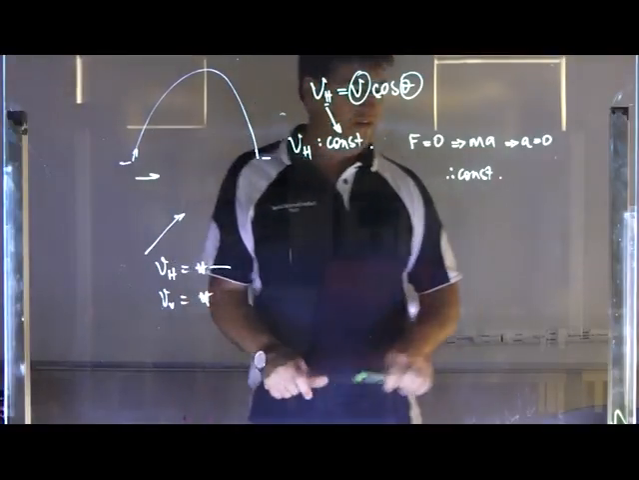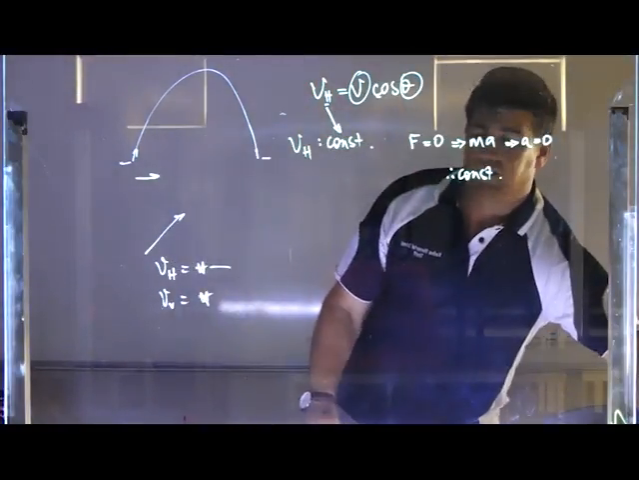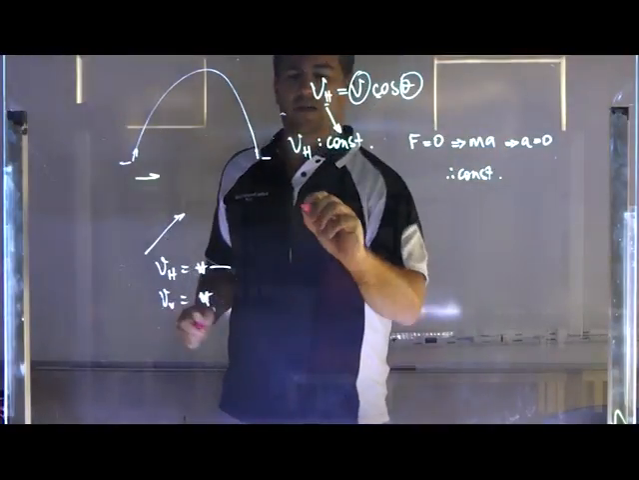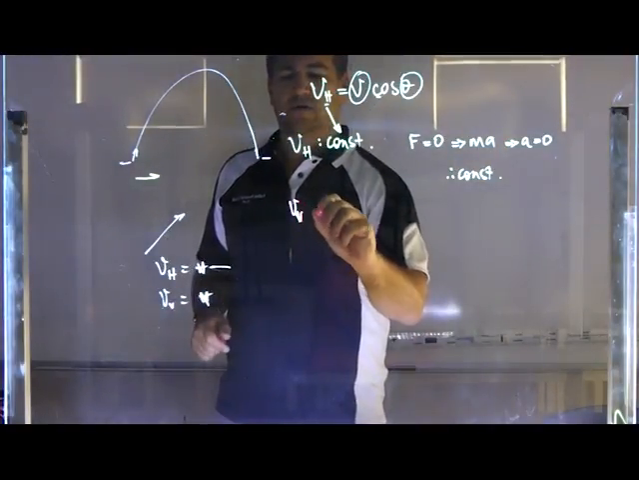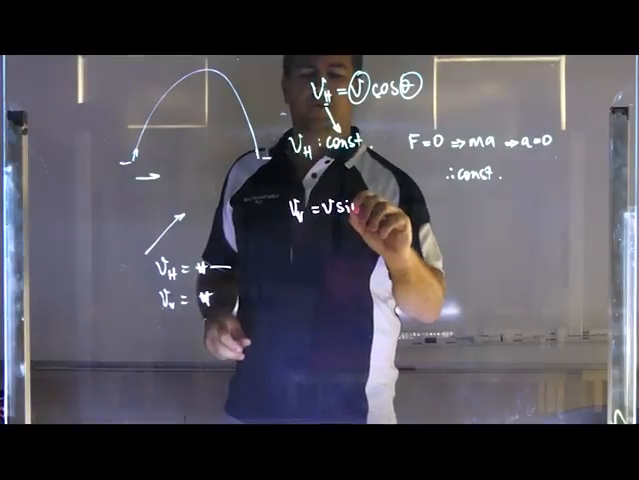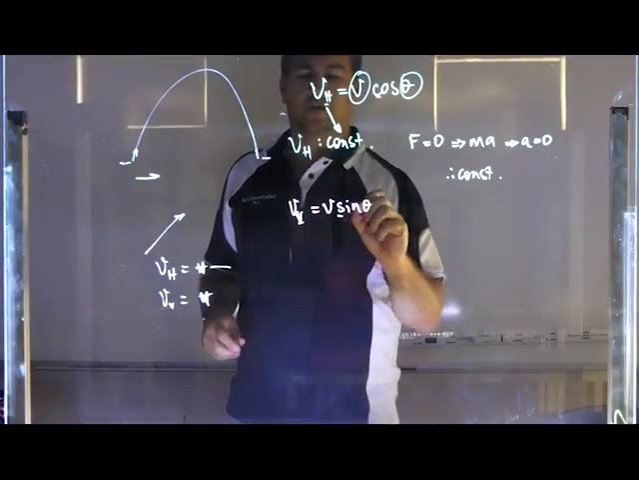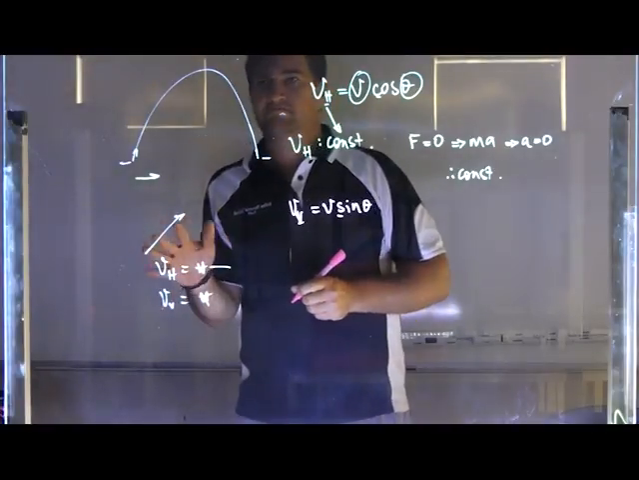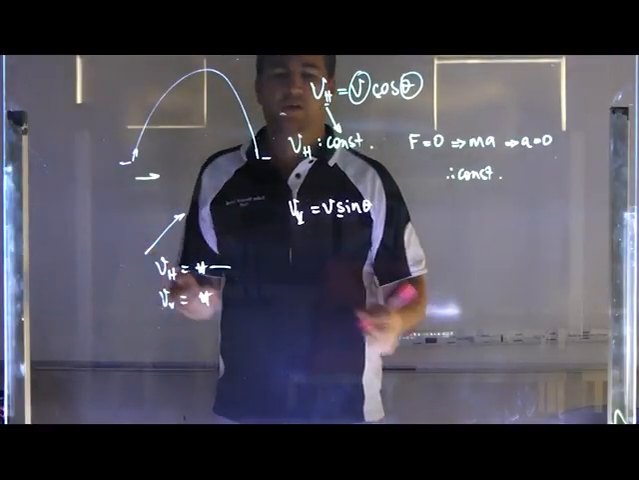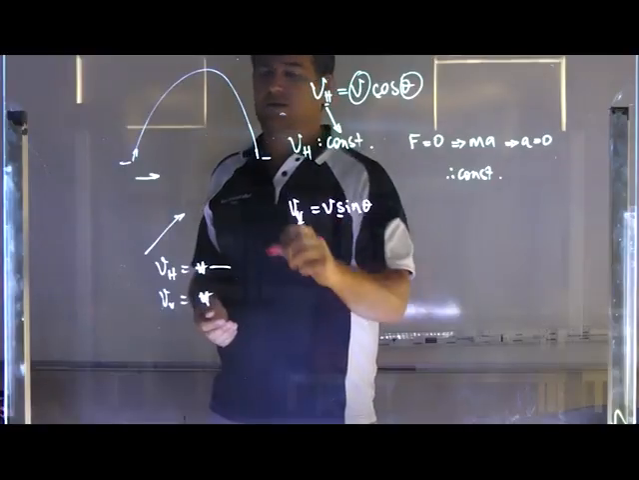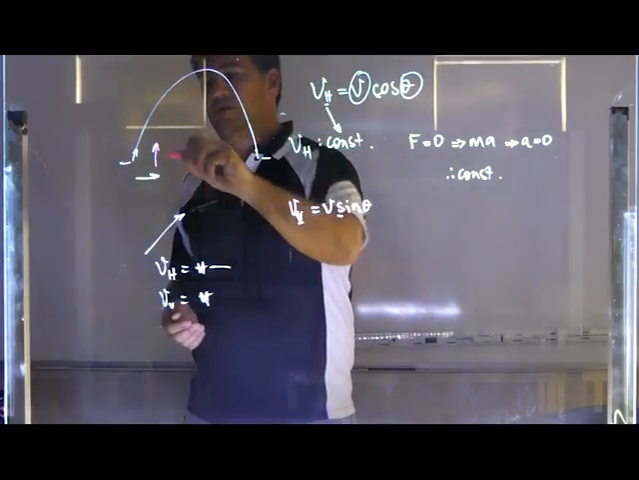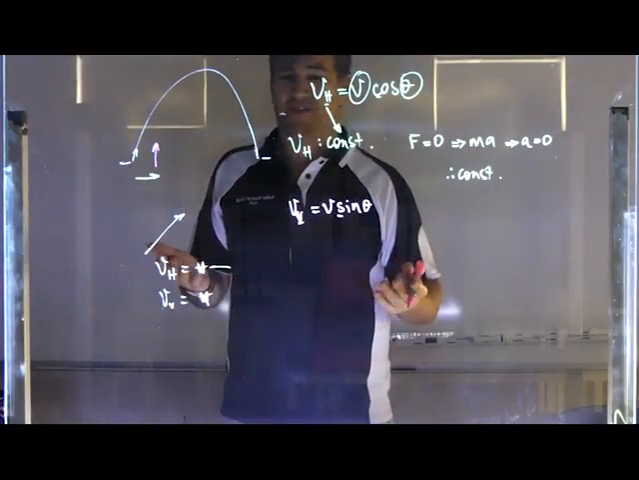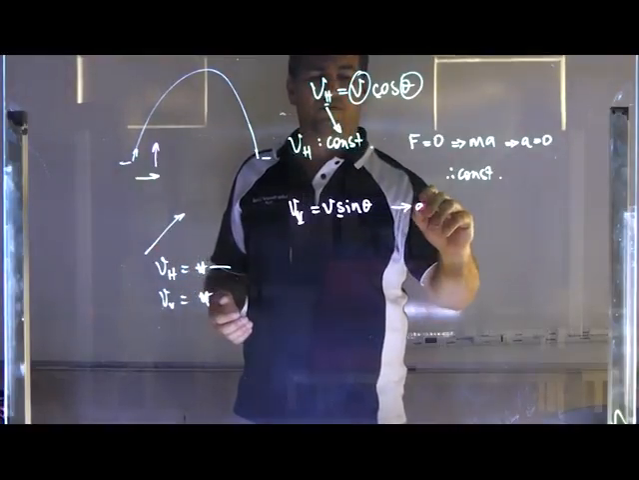Alright, when we start getting into the vertical one though, remember V sine theta: V and S are close together in the alphabet. When we get into this one, we've got a little bit more difficulty, mostly because the vertical part is always changing. It's got gravity involved.